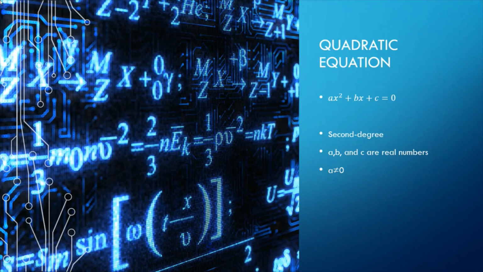So what is a quadratic equation? A quadratic equation is in the form of ax squared plus bx plus c equals 0. It's second degree, meaning the highest degree that it has is a 2. The x is squared, so it has a degree of 2. And then a, b, and c are real numbers, and a cannot equal 0. Once a equals 0, it's no longer a quadratic.